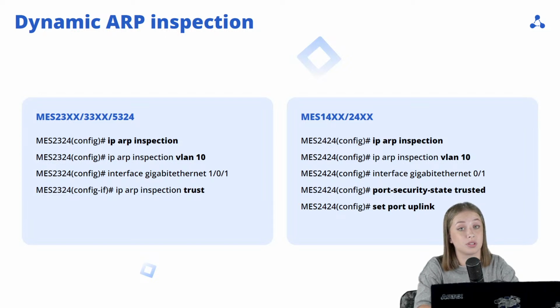It also works based on the DHCP snooping compliance table and protects from IP address and MAC address spoofing in the ARP packets coming from the client. The configuration is the same for both lines, so we enable it globally and in the desired VLAN.